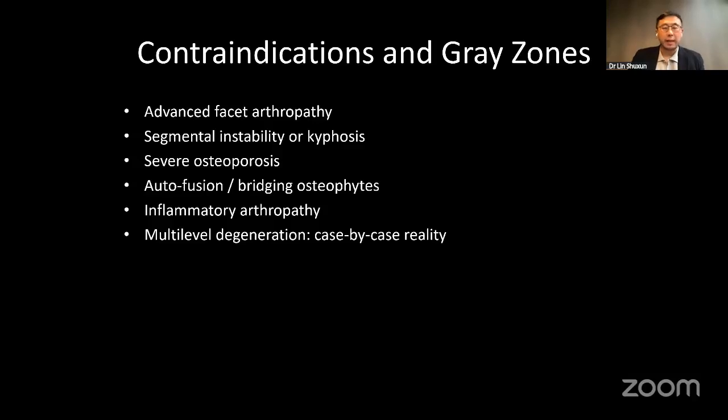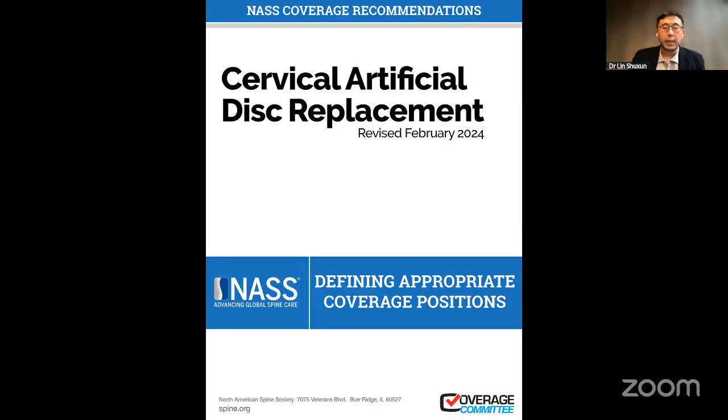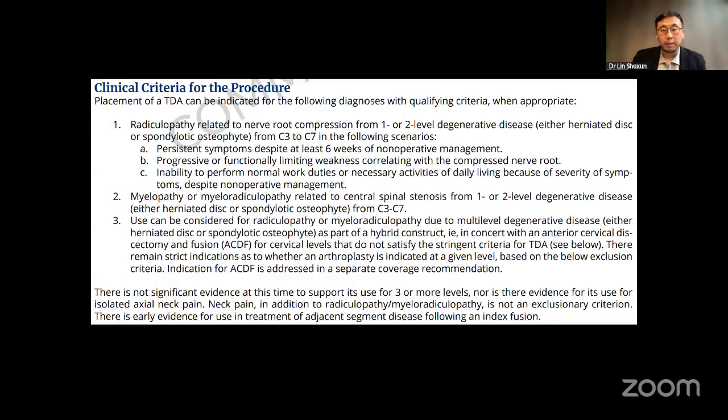But what is all this advice based on? There isn't one gold standard guideline that everyone agrees on, but NASS has some recommendations that are fairly in line with US FDA guidelines. They recommend, for criteria 1, radiculopathy from root compression in 1 to 2 levels from C3 to C7 that has either failed a 6-week trial of non-surgical treatment, or has neurological deficit with weakness, or is affecting function. Also recommended for criteria 2, myelopathy or myeloradiculopathy from central stenosis, again 1 to 2 levels from C3 to C7. And criteria 3, if multi-level, they recommend it as part of a hybrid construct. They echo FDA: not for 3 or more levels or neck pain, and maybe can use for adjacent segment disease with index fusion.